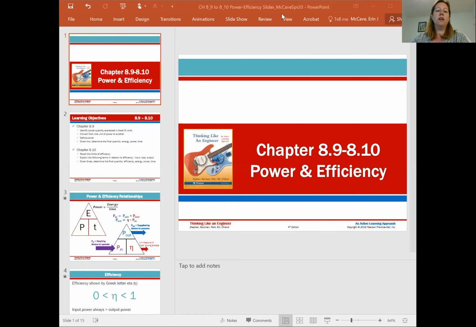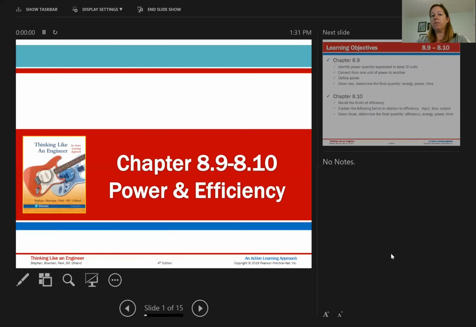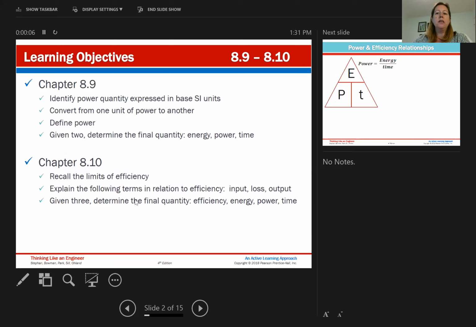Okay, today I would like to cover power and efficiency. And so with power and efficiency, there are some things that you should know based on your learning objectives. For our learning objectives today, you should be able to identify the power quantity expressed in base SI units. Also convert from one unit of power to another.